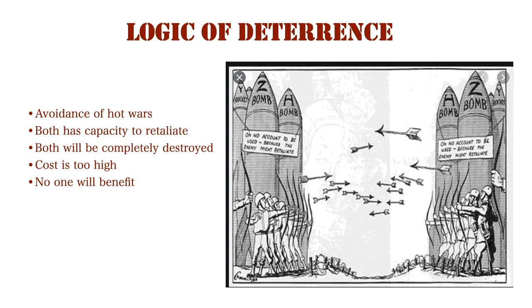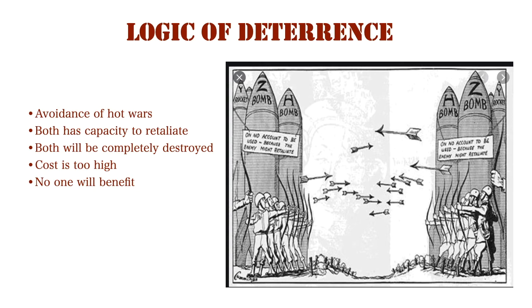So the key point to remember here is that the logic of deterrence is the avoidance of hot wars. Why? Because both powers have the capacity to retaliate against the attack. Both powers have enough nuclear weapons to retaliate against the attack. And then in the course of a hot war, both powers would be completely destroyed.